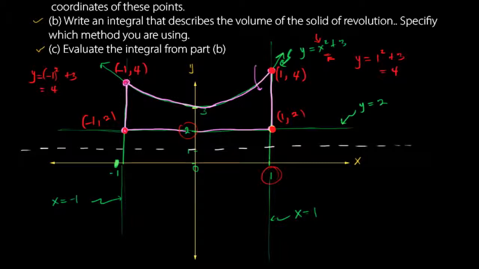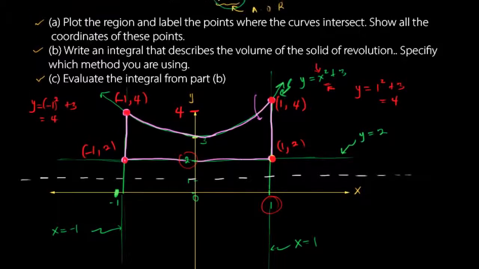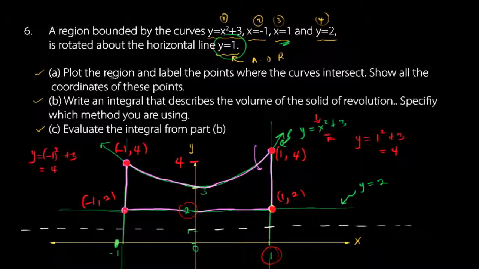So we have labeled all the points. You can see all 4 points have been labeled. Let's go back again. Plot the region: we've plotted it. Label the points where the curves intersect: we've labeled that. Show all the coordinates of the points: we've done that.